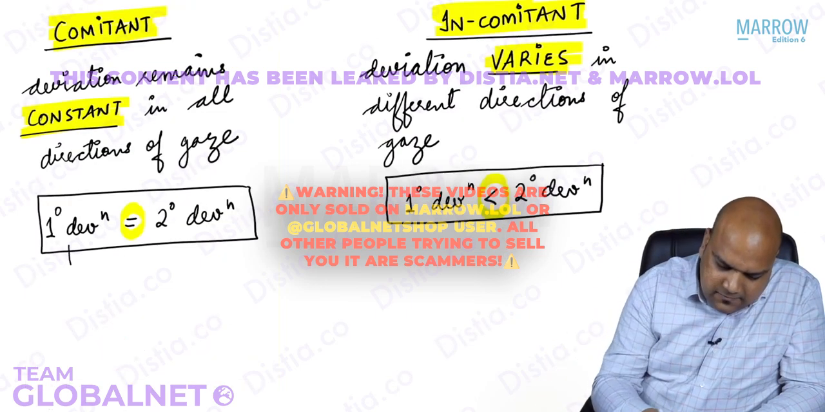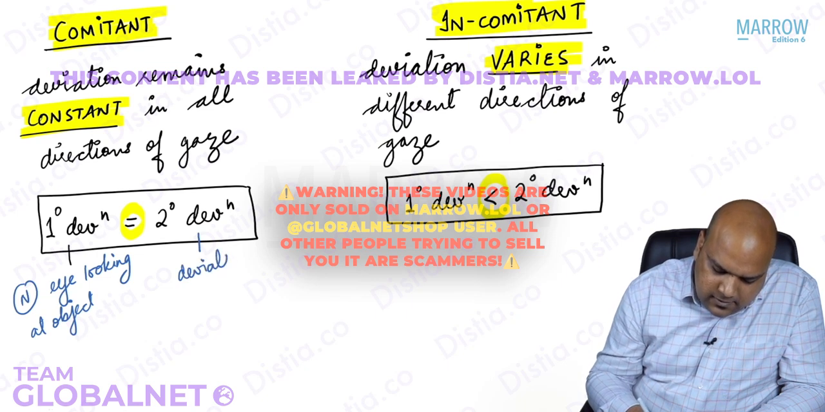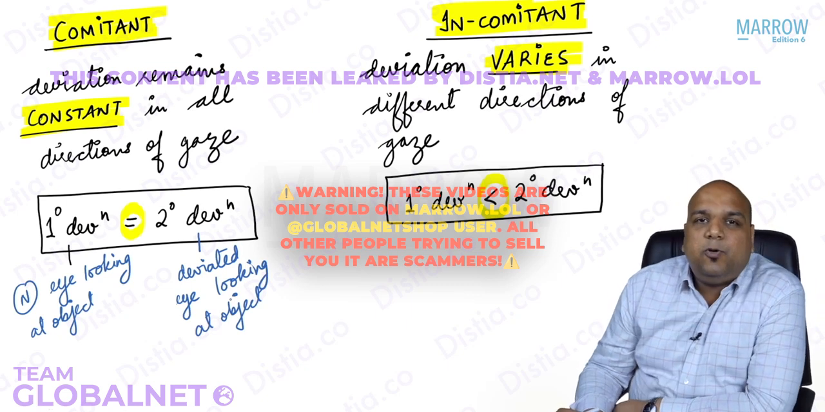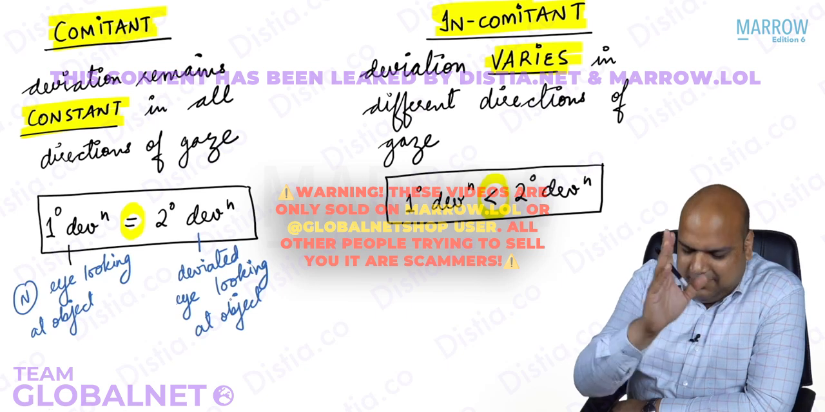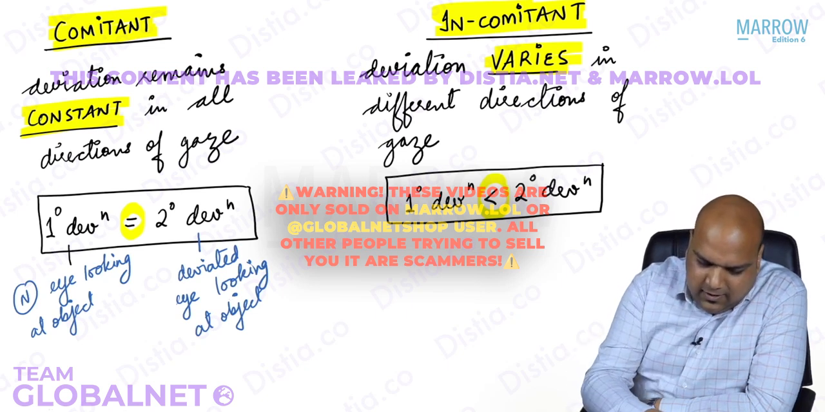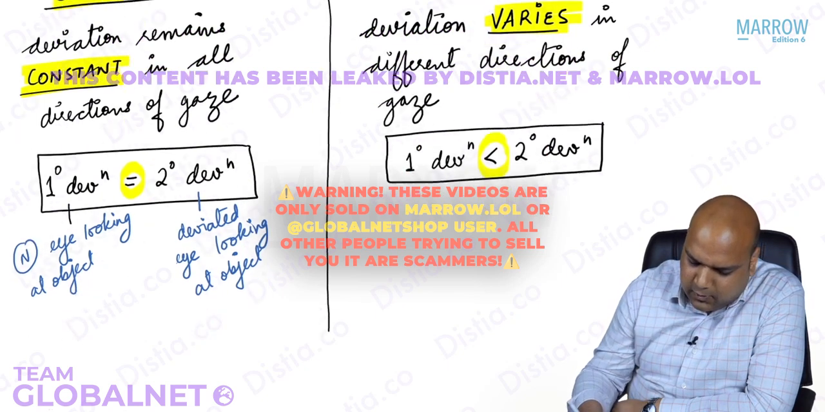Primary deviation, normal eye looking at object. Secondary deviation, deviated eye looking at object. I hope we are clear about the two words, and we are clear about the fact that secondary deviation occurs due to Hering's law. Okay. Now, if we understand this much, let's write down certain other differences between comitant and incomitant squint, everybody.